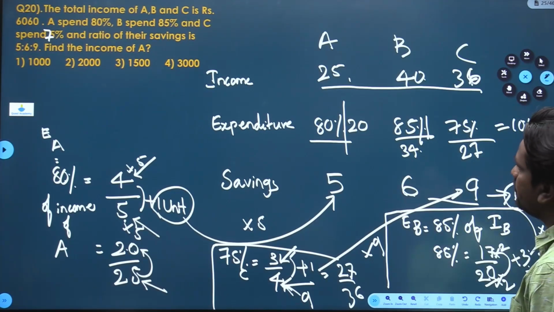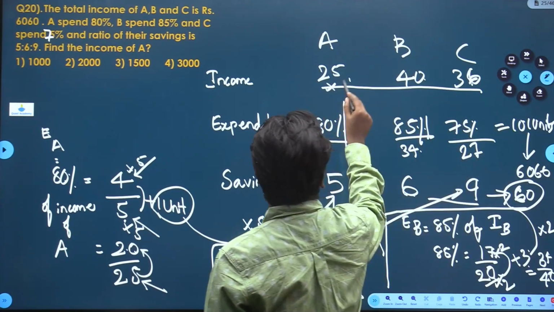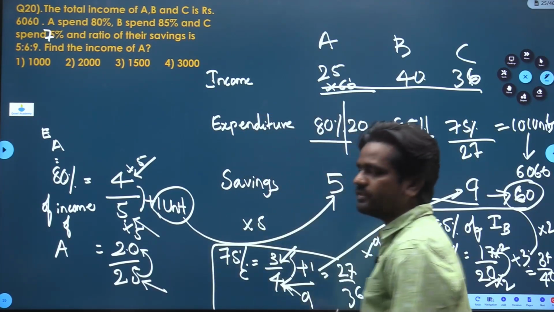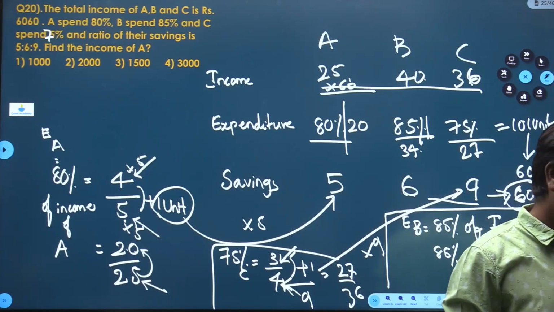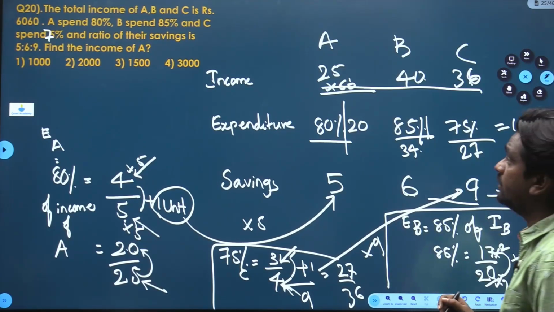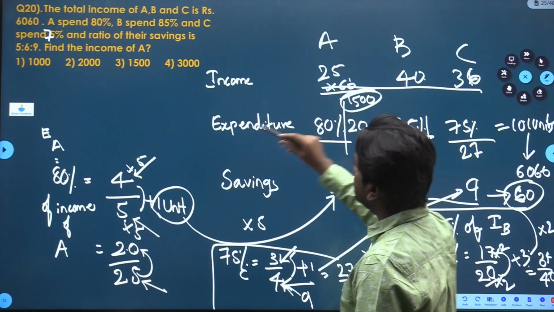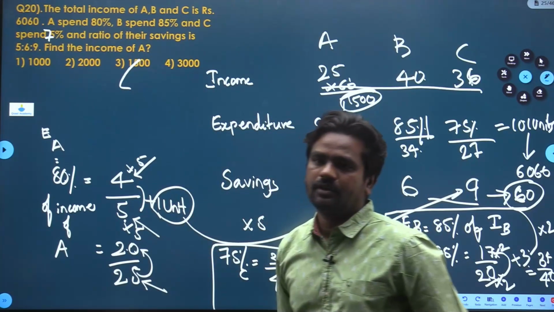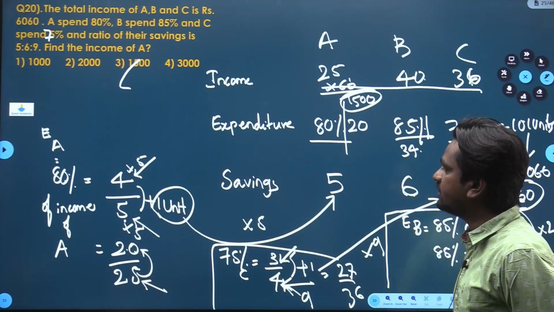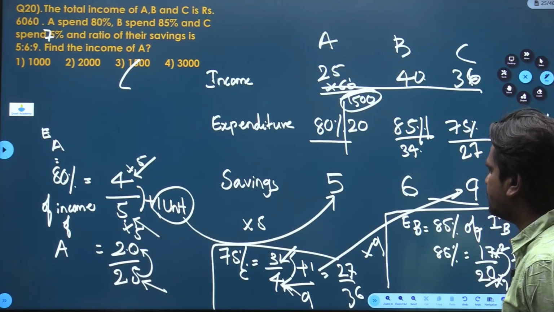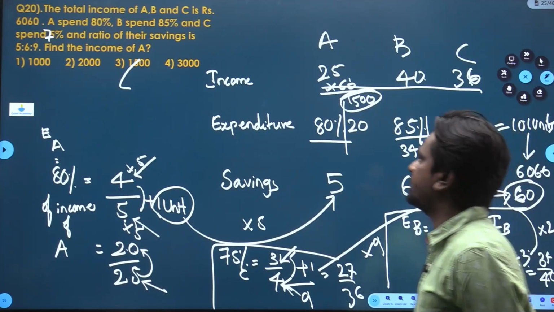If each unit is 60 rupees, what is the income of A? 25 into 60. 25 times 6 is 150, so 1500. Because of the typing error, there was a delay in solving this. Actually that should be 75%.